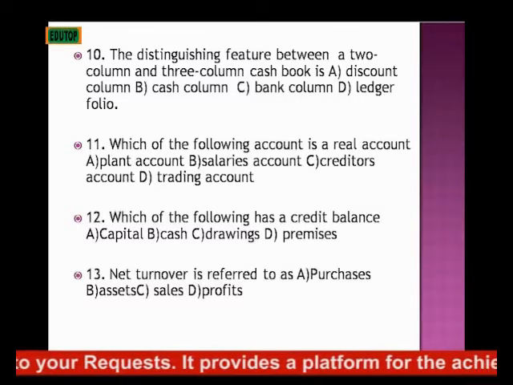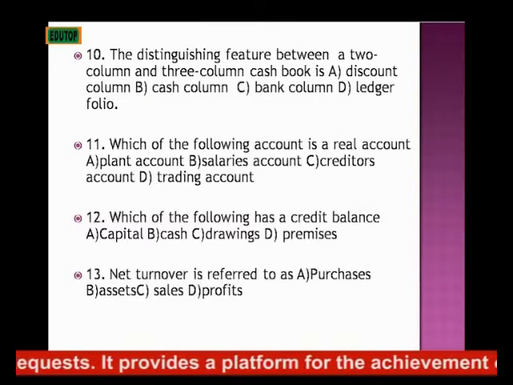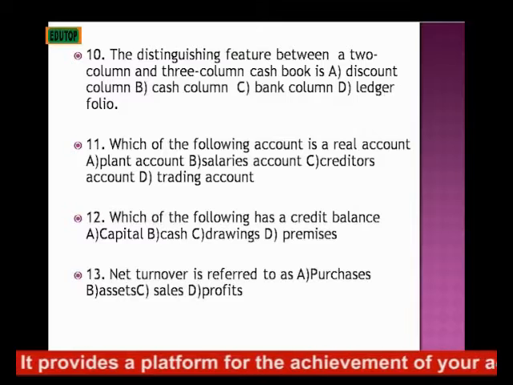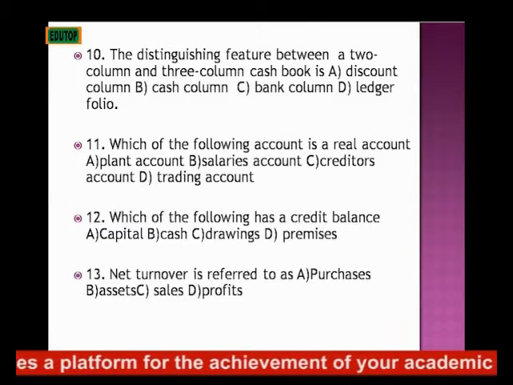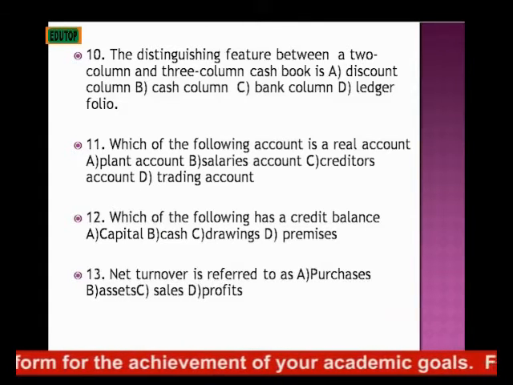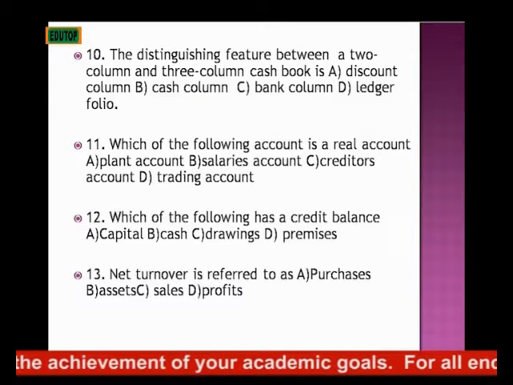The distinguishing feature between a 2 column and 3 column cash book is: A, we have discount column; B, we have cash column; C, we have a bank column; and D, we have ledger folio.